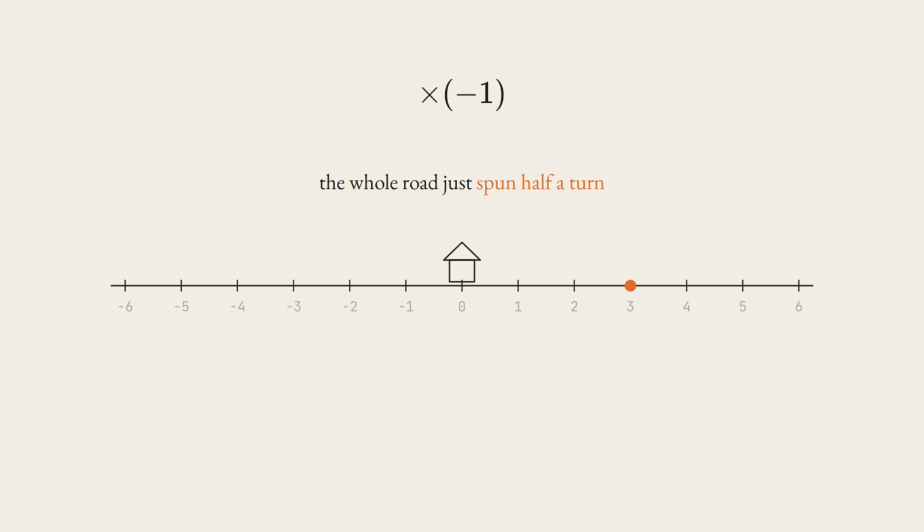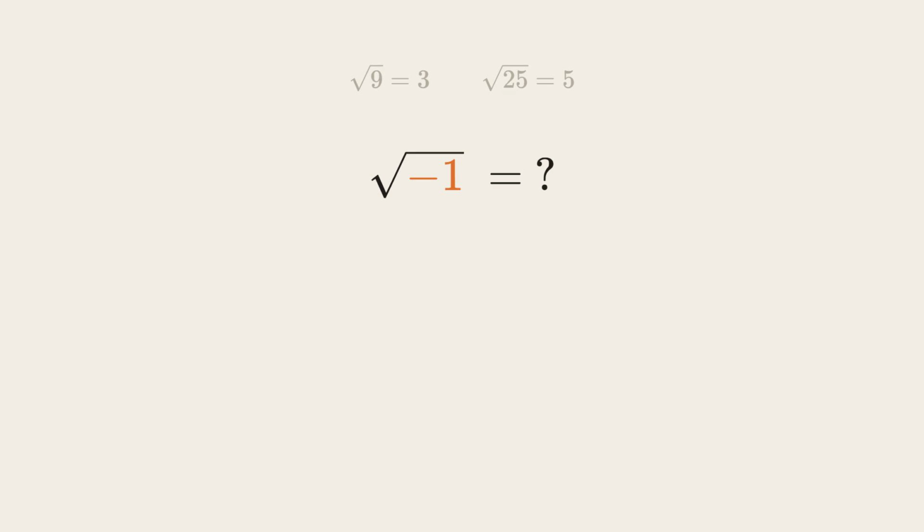Now, watch the whole road as it happens. Every point on the right swings over to the left. The entire road has spun, half a turn, right around your house. And that is the secret. Multiplying by -1 was never about making things negative. It is a rotation, 180 degrees. Hold on to that idea, because now something breaks, taking a square root.